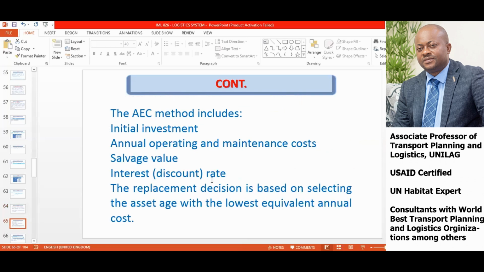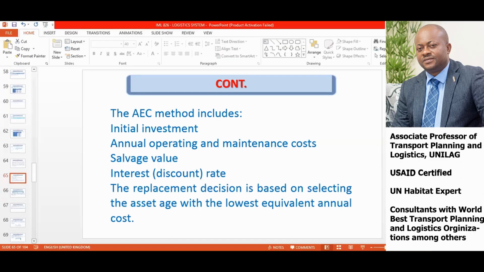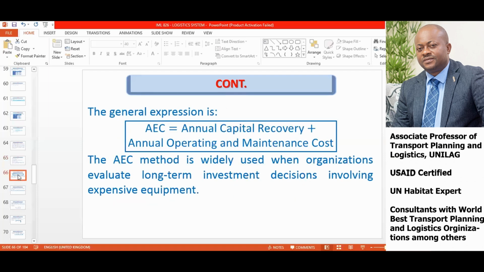The annual equivalent cost method includes initial investment, average operating and maintenance cost, salvage value, and interest rates. The replacement decision is based on selecting the asset age with the lowest equivalent annual cost. So the issue of lowest is also applicable here. But what makes this different is that this looks at the value of money over time, unlike the annual average cost method for the replacement. I think this method will work more in Nigeria, where our economy is not stable. Exactly. I also feel so, but let's see the application, whether it will take us there.